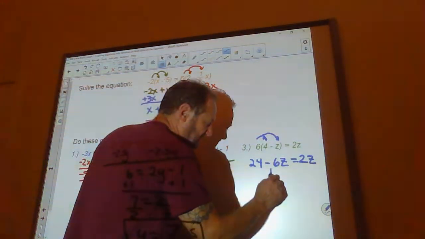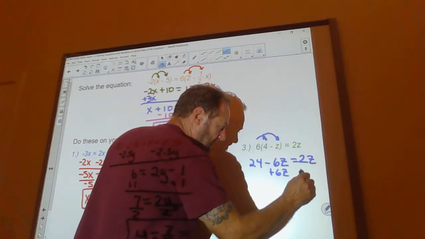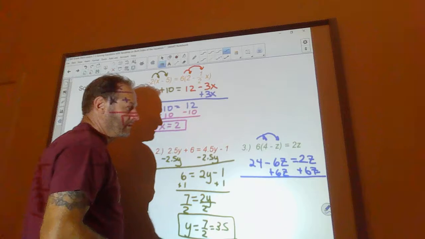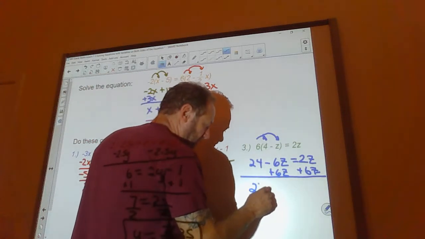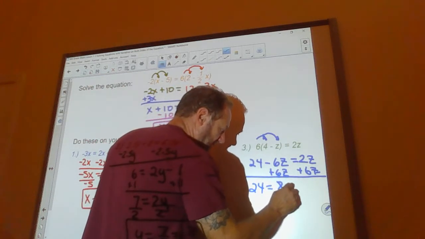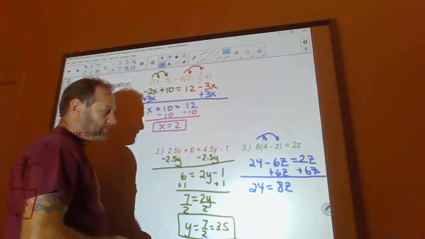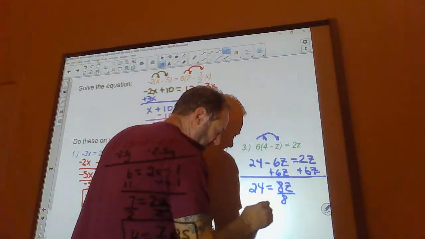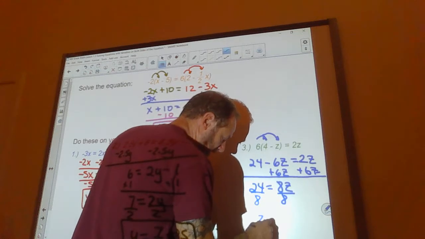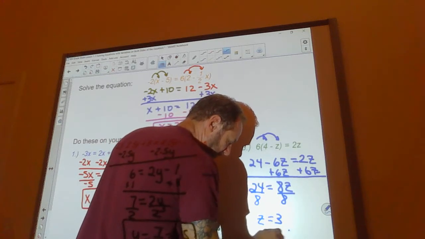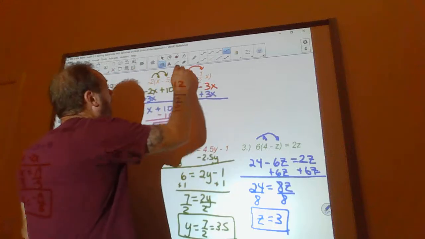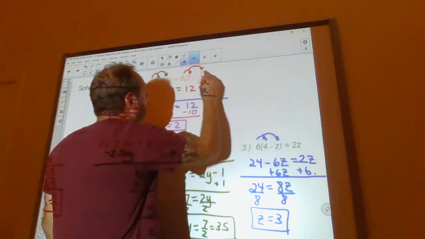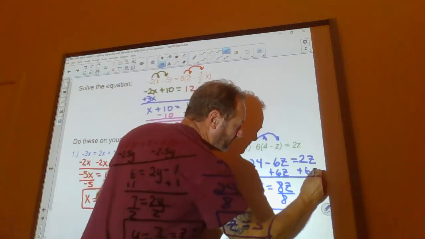I'm going to move my 6z's to the other side by adding to both sides. And so I'm going to get 24 equals 8z. And then I'm going to go ahead and divide by 8. And I get z equals 3. All right, I don't really like this z, so I'm going to rewrite that for you so it looks good in your notes.